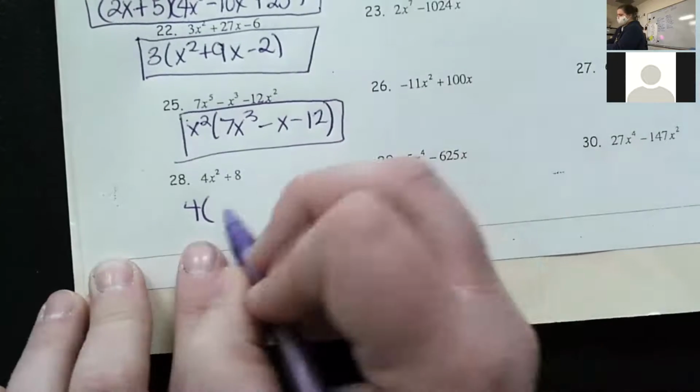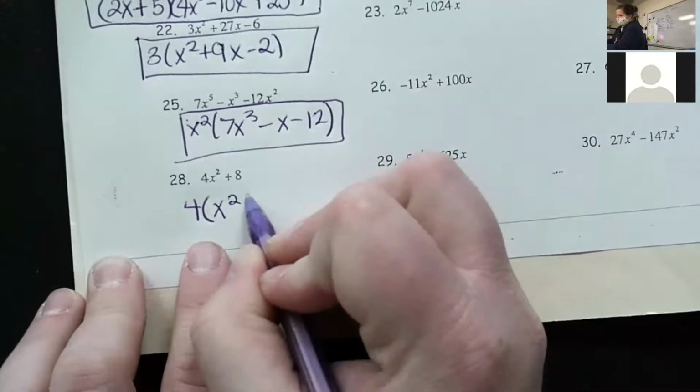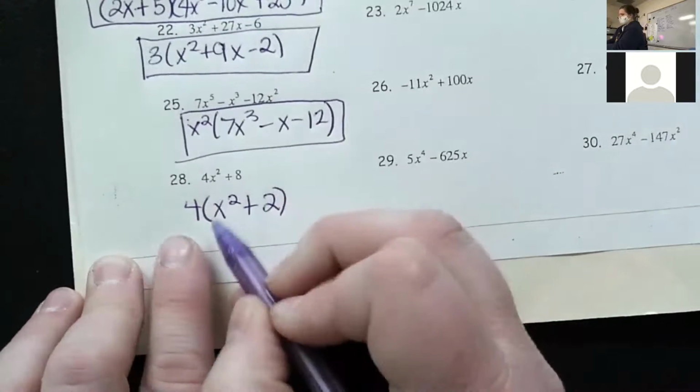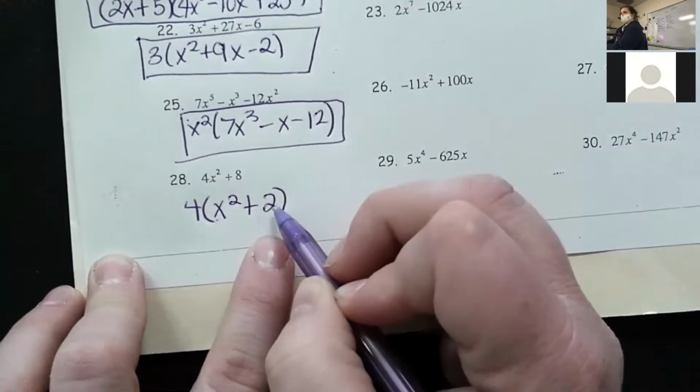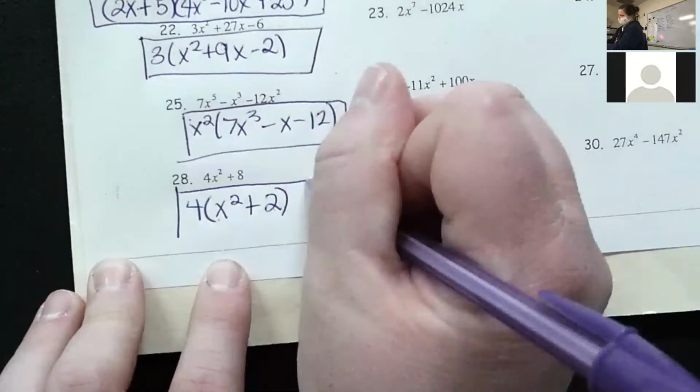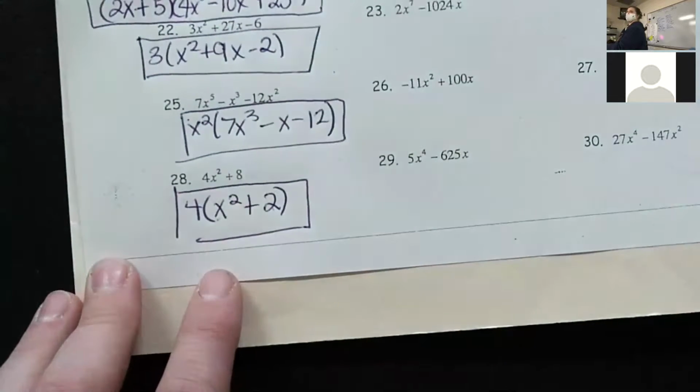Take out the 4. X squared plus 2. Well, that's a square. Is 2 a square? No, and is there a minus sign anyway? Nope, so that means you are done.